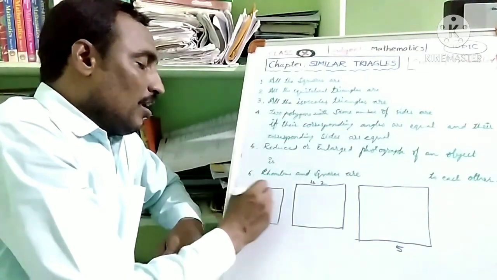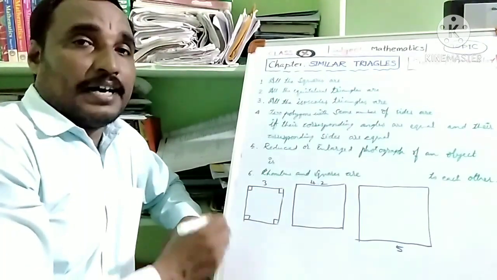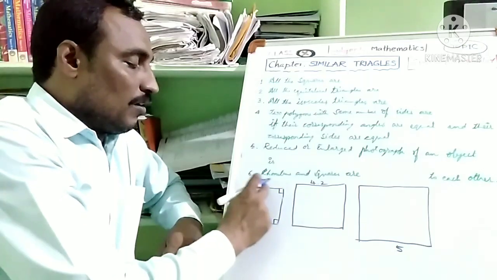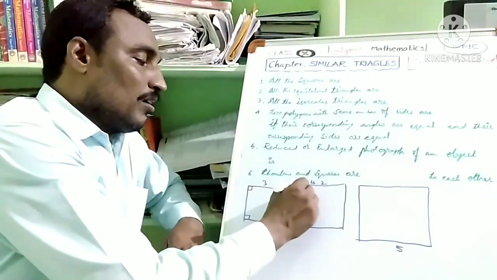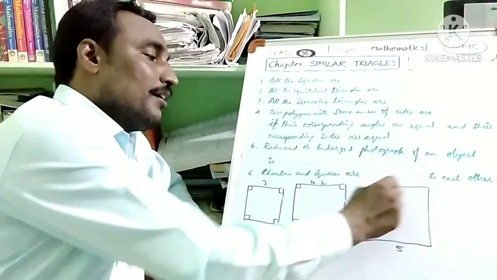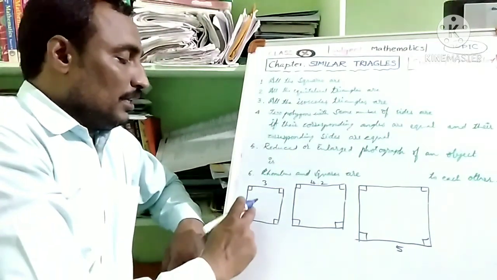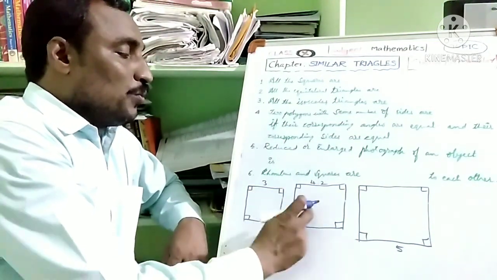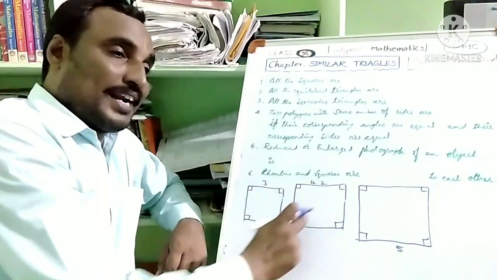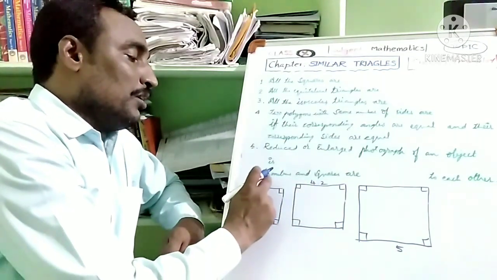And we know that all the angles are also equal, and they are all right angles in a square. So in this square, all the angles are right angles. If you observe these squares, corresponding angles are equal and the corresponding sides are in the same ratio.